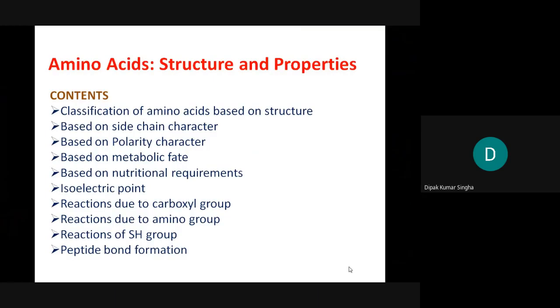Amino acids are classified in different ways. They can be classified based on structure, based on the side chain, based on polarity, based on metabolic rate, based on nutritional requirements, isoelectric point, and reaction due to the carboxylic and amino group. These are the basics of amino acids.